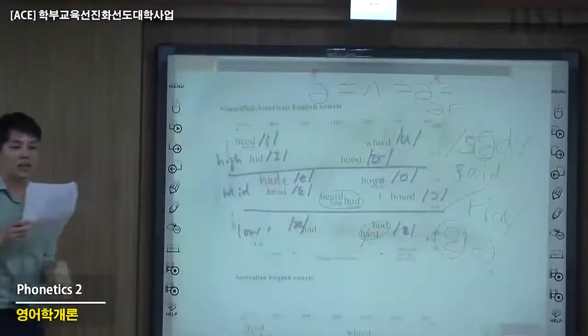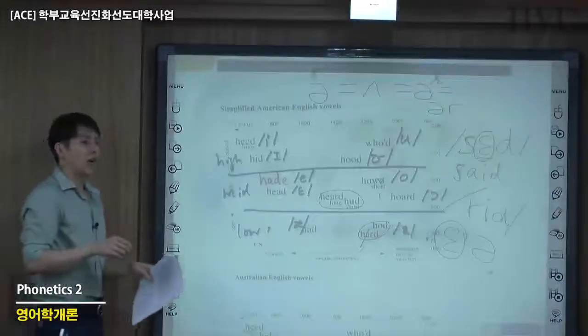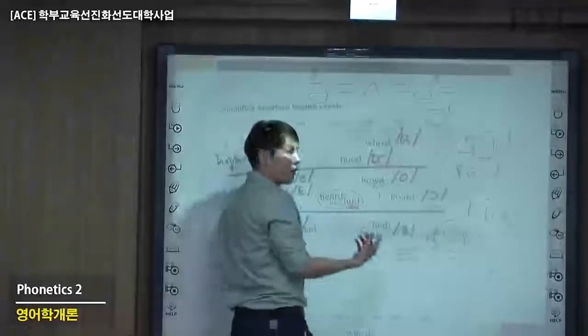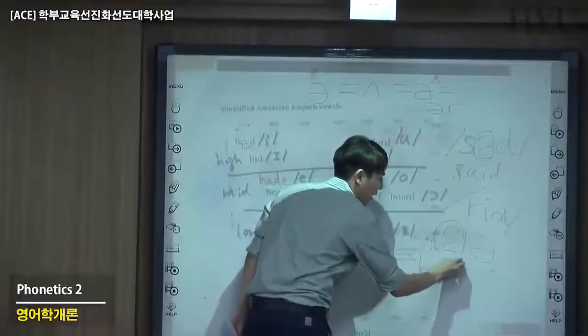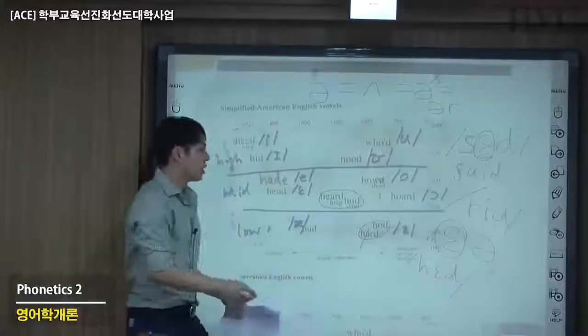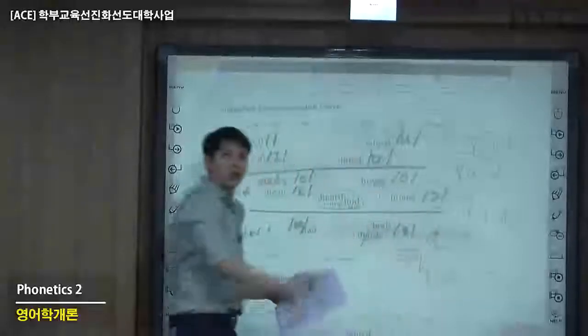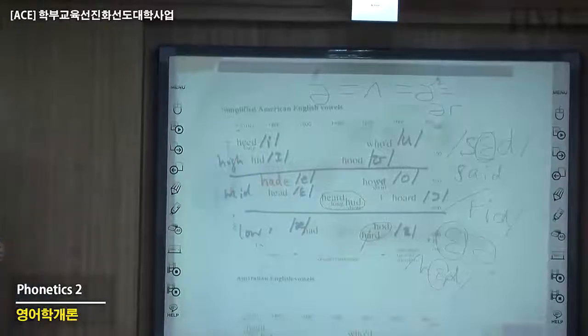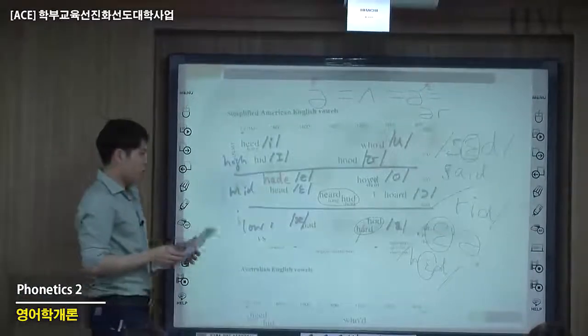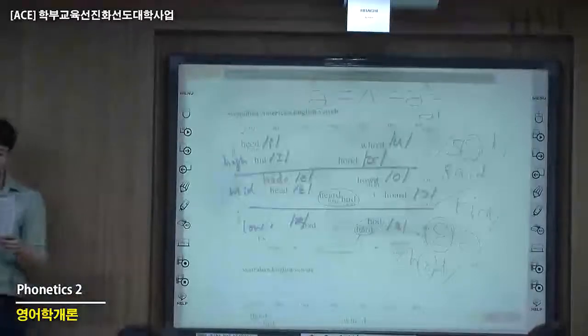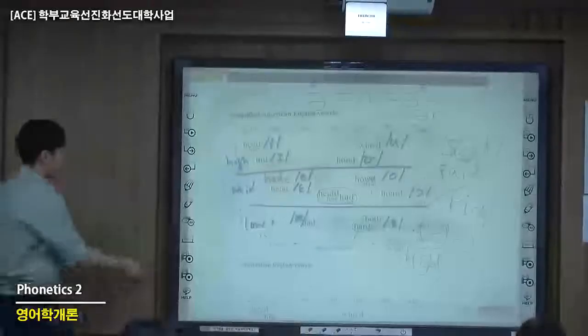Number 3, how do you pronounce it? "Head." So the same vowel, right? Head, like that. So we circle that. Number 4, what's the vowel? We haven't talked about that one, sorry. I forgot.